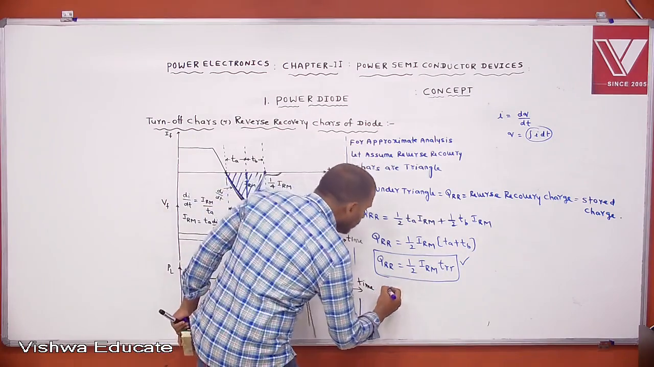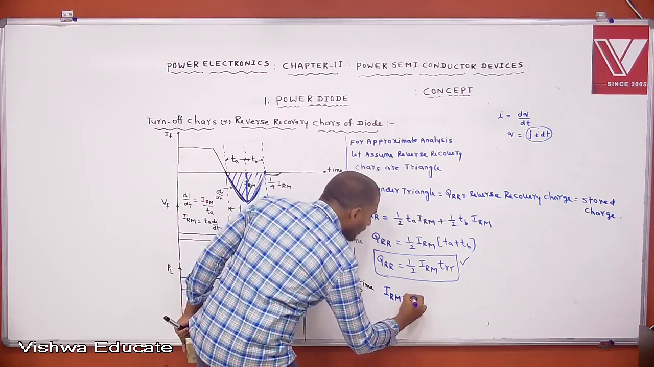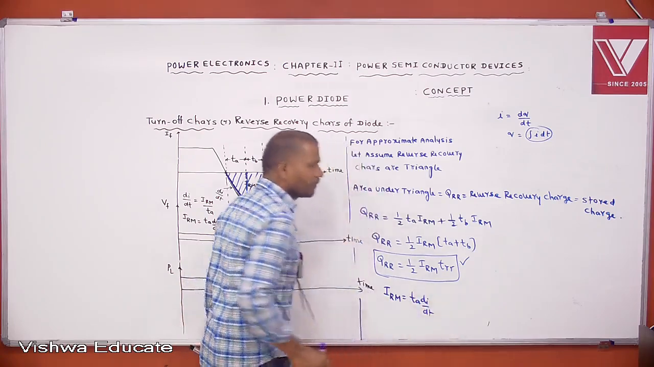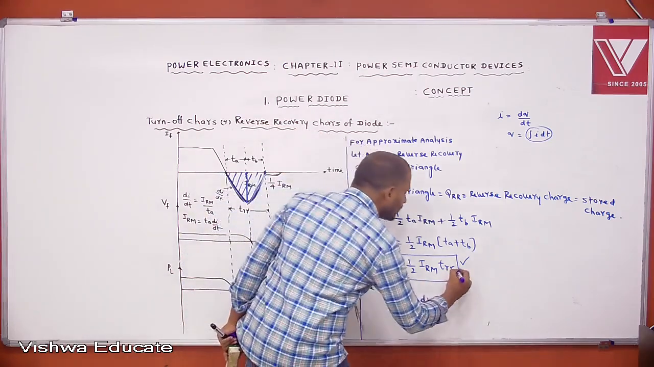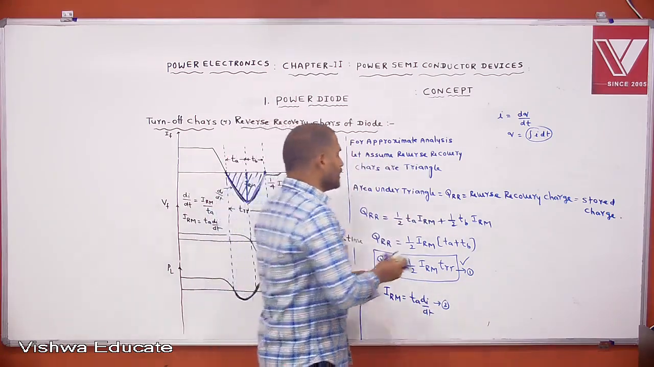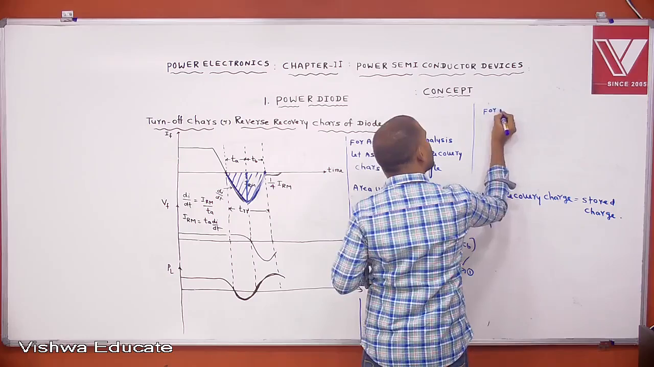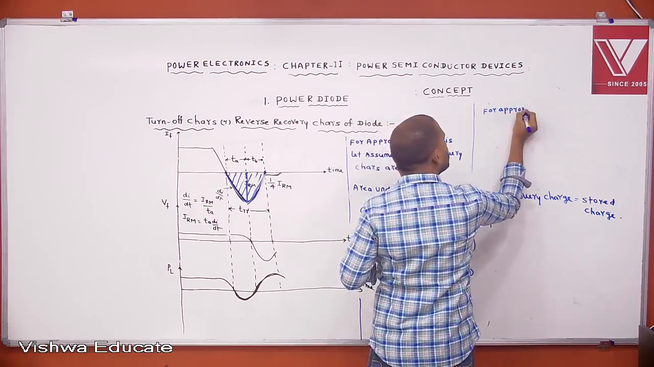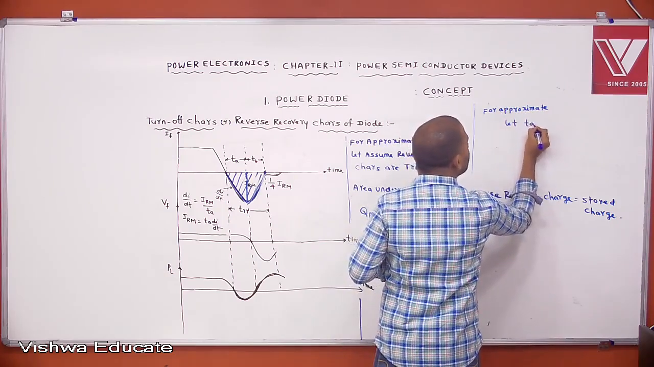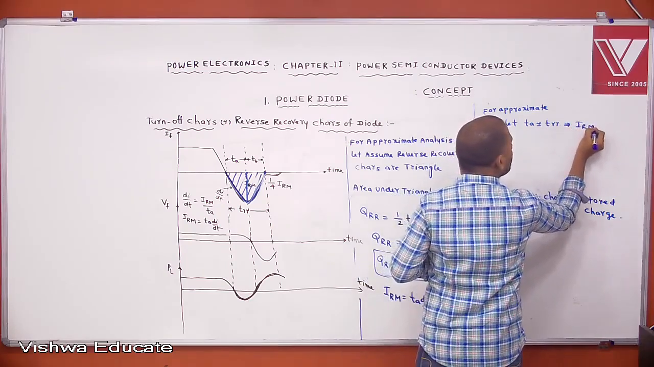We know that IRM equals TA into di by dt. This you know. This is equation 1 and this is equation 2. For approximation, this is not an exact analysis. Assume that TA is nearly equal to TRR, then IRM is nearly equal to IRR.